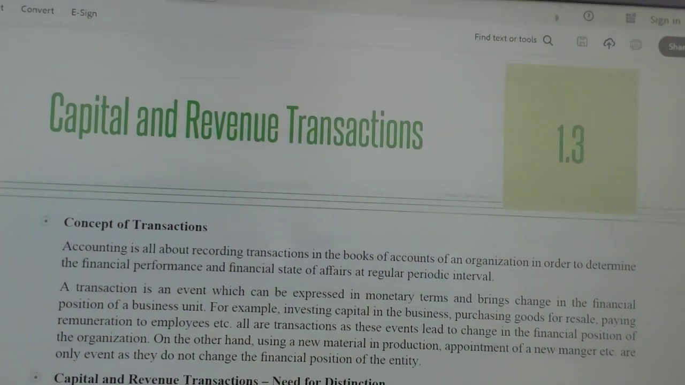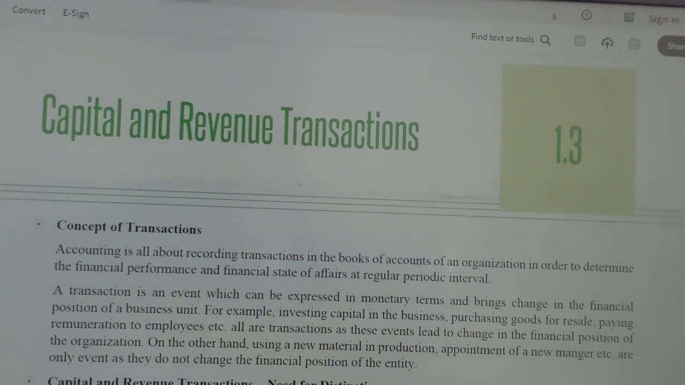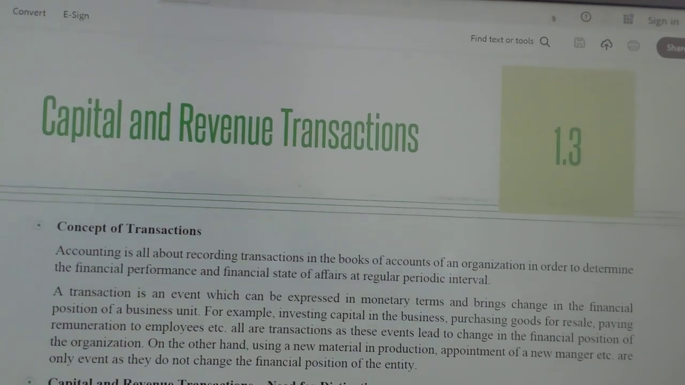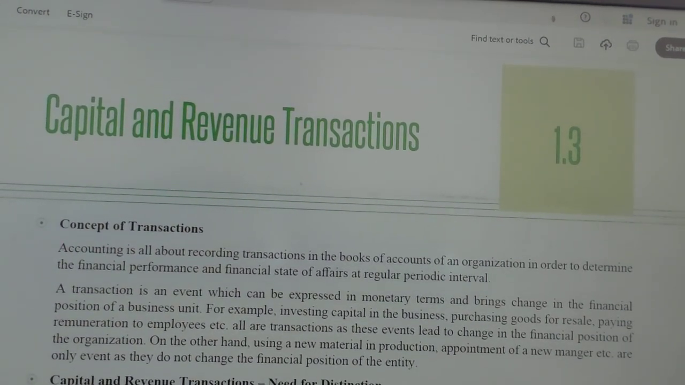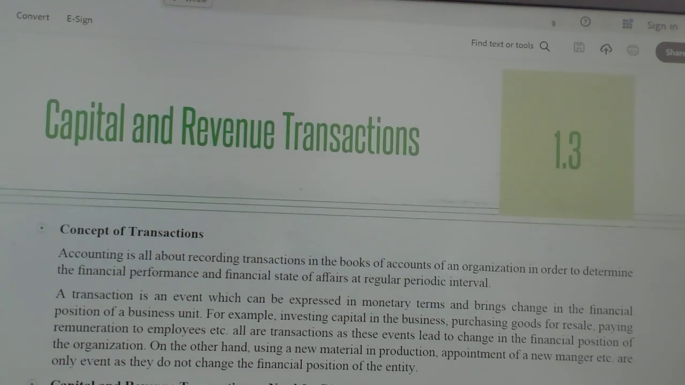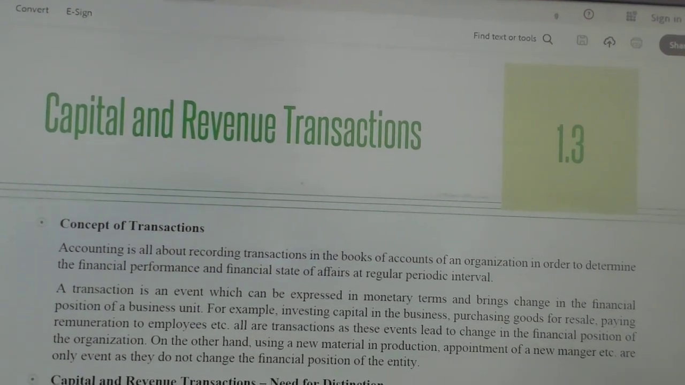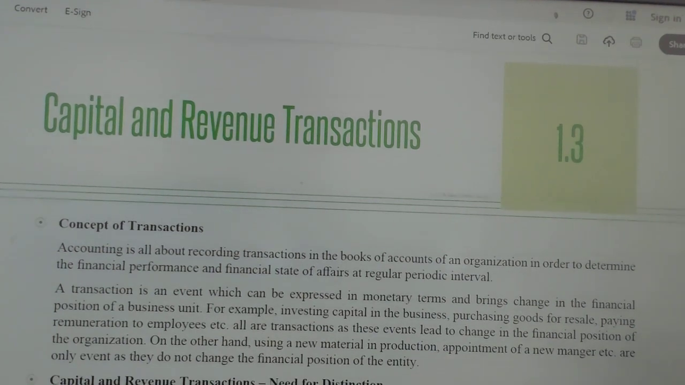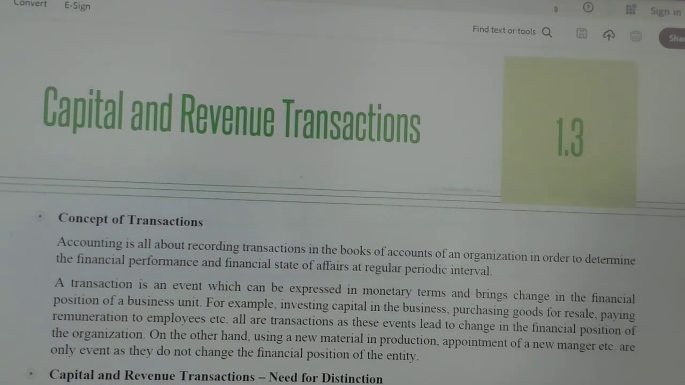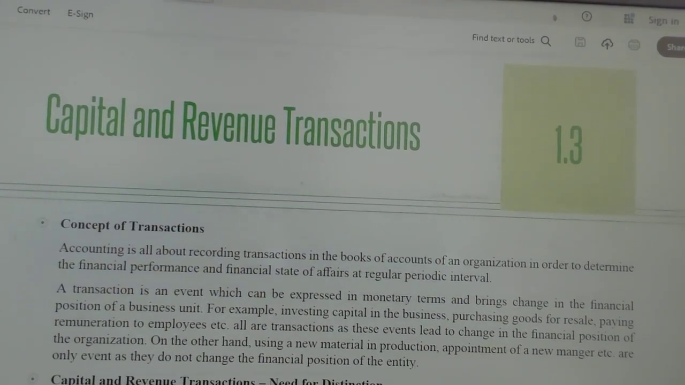Okay, friends, let's continue our discussion of the financial accounting course. Today's topic is capital and revenue transactions. We will go through the slides one by one for a detailed discussion. In the last section, we learned about accounting concepts and accounting fundamentals. Today we will cover capital and revenue transactions. Okay, let's move to the slides.